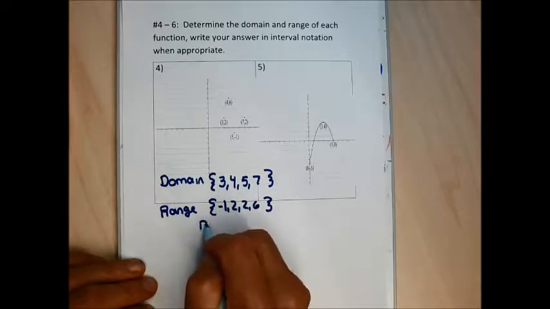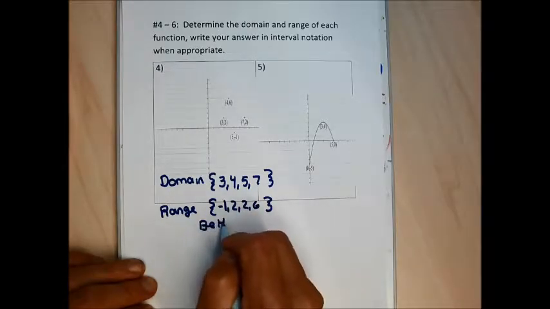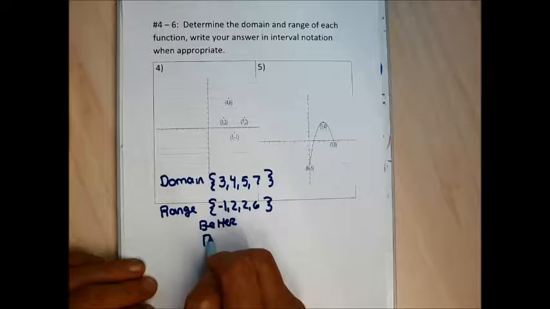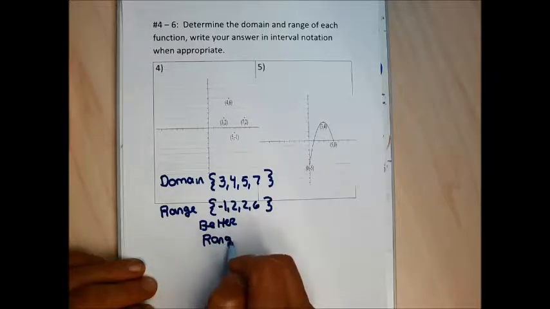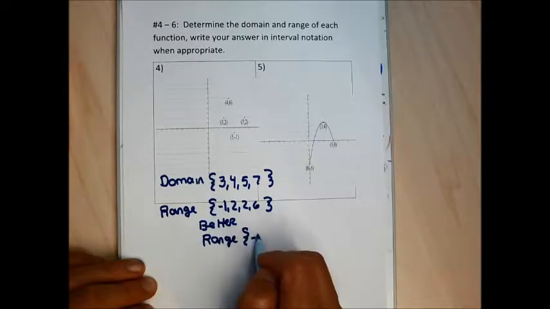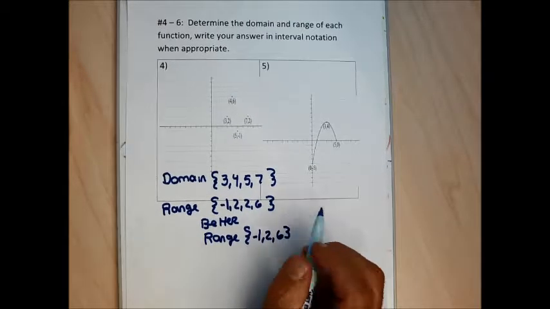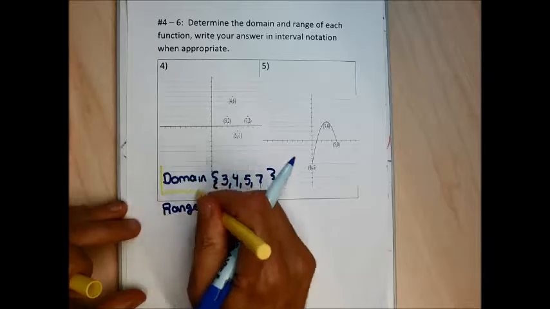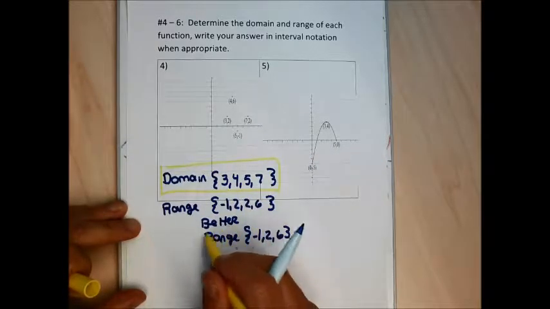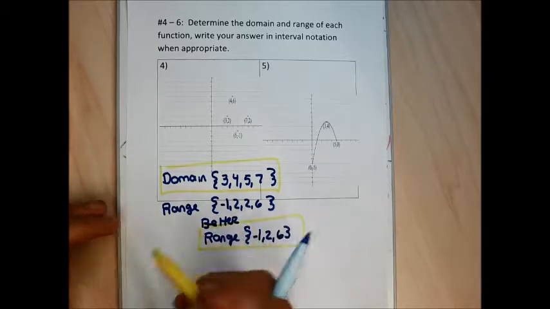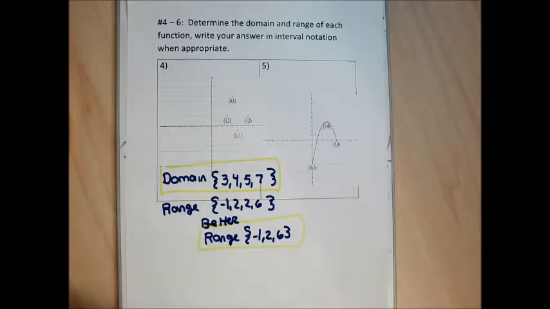But it would be better for my answer to number 4 if I only wrote the 2 once, because it's not necessary to write it twice. If it occurs twice, I can still just write it once for my range. So the best answer for problem 4 would have the domain with those 4 numbers, the range with these 3 numbers, and when the points are just scattered, it doesn't really matter the order that you write the numbers in.